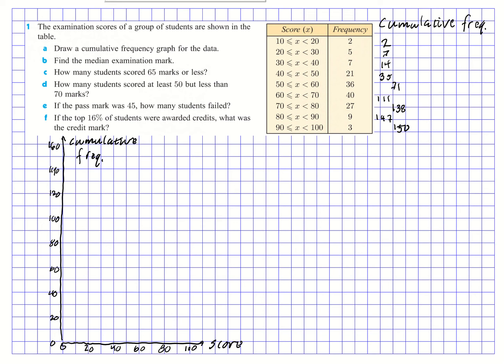Up through 10, there's nobody. By the time we get to 20, there are 2 scores. By the time we get to 30, there are 7. At 40, there are 14. At 50, there are 35, and then 71, and then 111, and then 138, and then 147, which would be about here, and then 150. And then we just connect them.